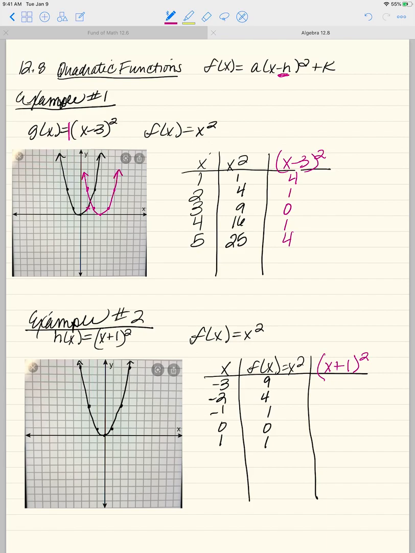Looks just like the graph of x squared, except for it is moved over. The vertex is moved from 0, 0 to where is the vertex in this case? The vertex is at 3, 0. Okay, so the vertex of this one is 3, 0. Here's our vertex.